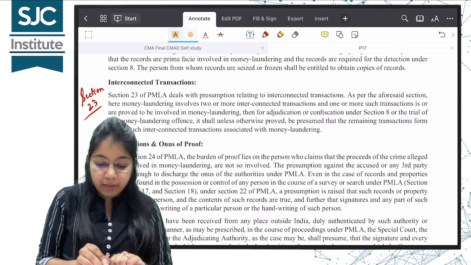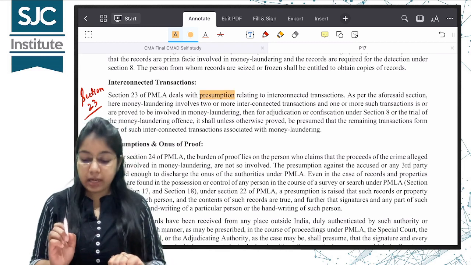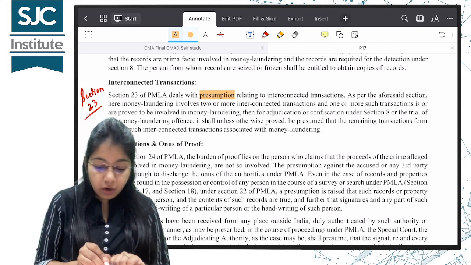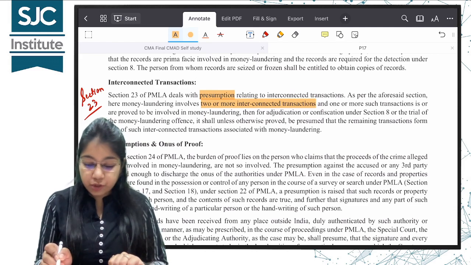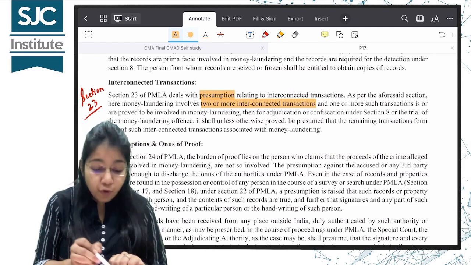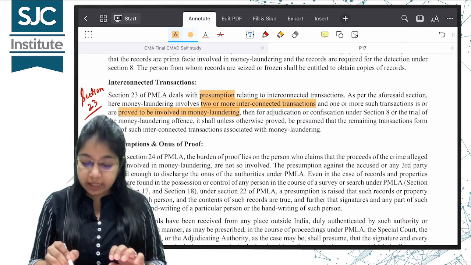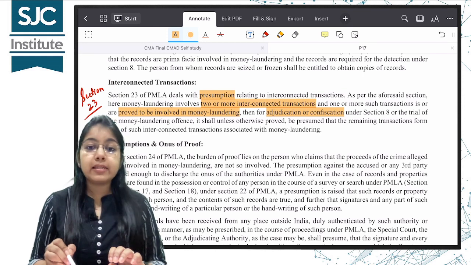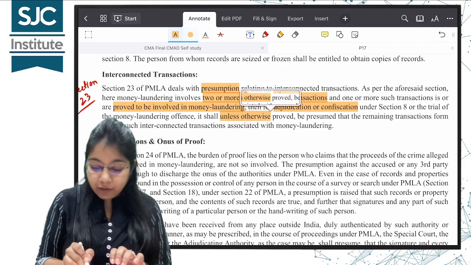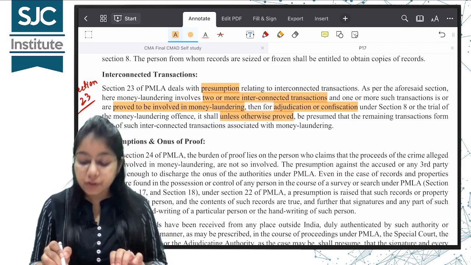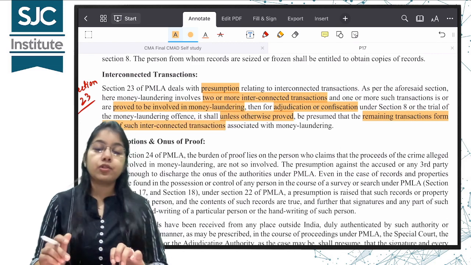Section 23 of the PMLA deals with the presumption. Okay, so we are just presuming relating to interconnected transactions. As per the aforesaid section here, money laundering involves two or more interconnected transactions, and one or more such transactions are proved to be involved in money laundering. Then for adjudication or confiscation under section 8 or for trial of money laundering offence, it shall, unless otherwise proved, be presumed that the remaining transactions also form part of such interconnected transactions.